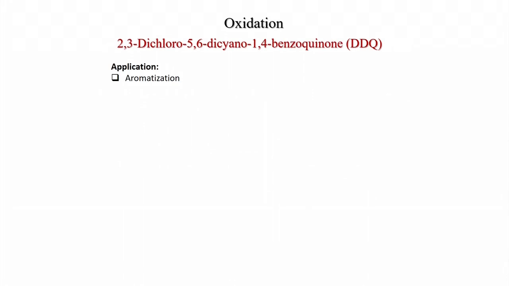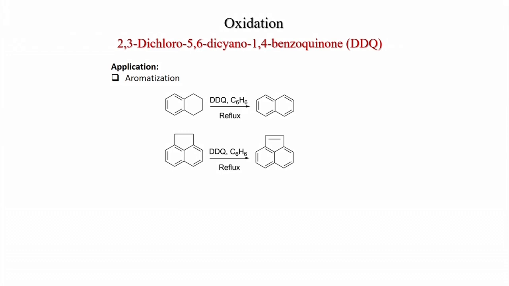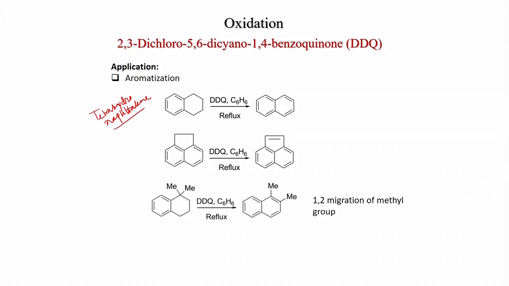First, we will discuss aromatization reaction, and this is tetrahydronaphthalene. Tetrahydronaphthalene, if you put DDQ, you generate two double bonds and it gets aromatized under benzene reflux condition. Also, if you have this system, this will also aromatize, a double bond will be generated, and we can generate this compound under similar condition, benzene reflux. Here, if you put a dimethylated tetrahydronaphthalene under DDQ benzene reflux condition, you get this 1,2-dimethyl. So, 1,2-migration of methyl group is observed along with the aromatization. The mechanism we will discuss.